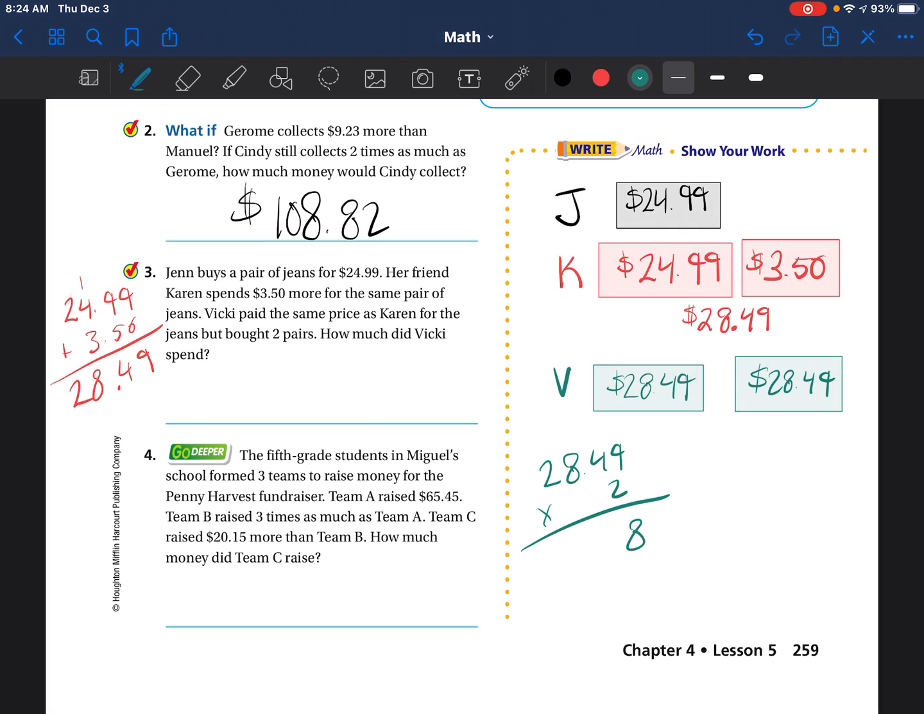So 2 times 9 is 18. 2 times 4 is 8, plus 1 is 9. 2 times 8 is 16. And 2 times 2 is 4, plus 1 is 5. 2 places over with my decimal. So Vicky would have spent $56.98 because she bought 2 pairs of jeans.